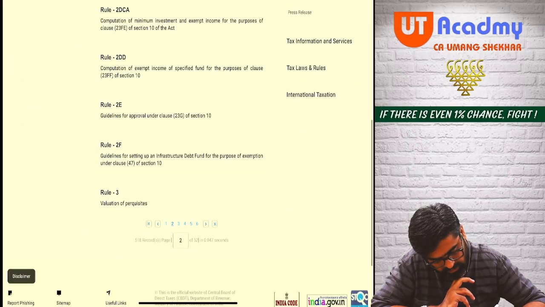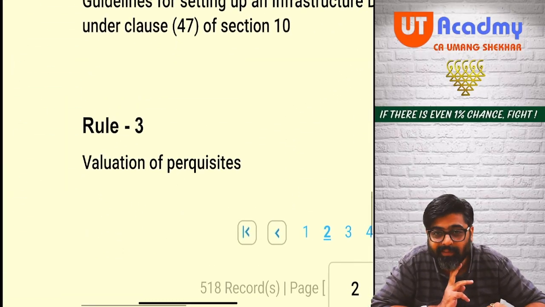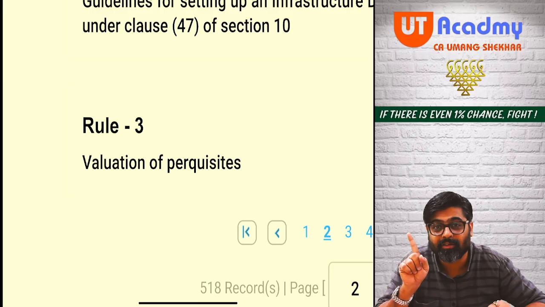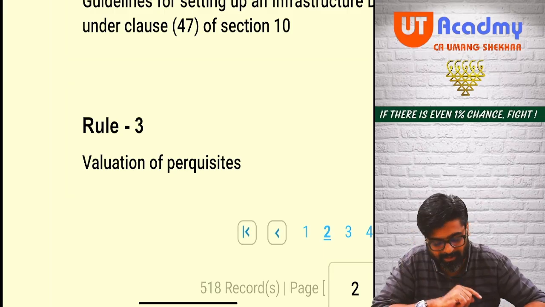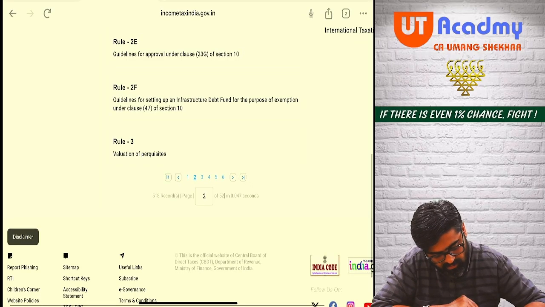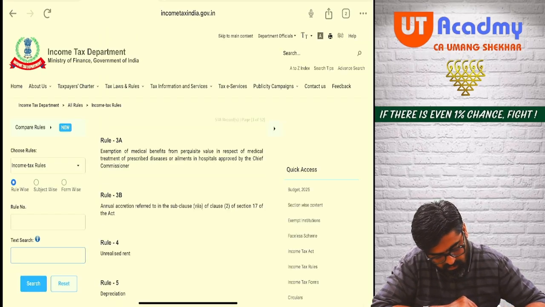See how many rules are there. Can you see Rule 5? Sorry, Rule 3, can you see? This we have already done. Salaries, valuation of perquisite, Rule 3(1), accommodation. Right? So now we are going to go to Rule 5.